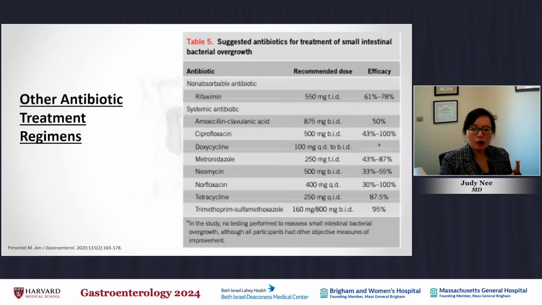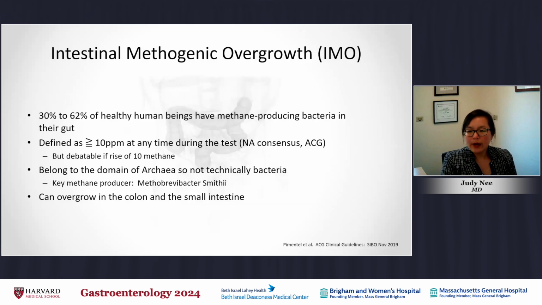But there are other antibiotics available, and this is from the SIBO guidelines from the American Journal of Gastroenterology. You can use not only rifaximin, but you can use amoxicillin, clavulanic acid, ciprofloxacin, doxycycline, metronidazole. So I think that while rifaximin is nice because of its safety profile, it's not the only choice that is available, especially with difficulties with insurance approval. What about IMO?